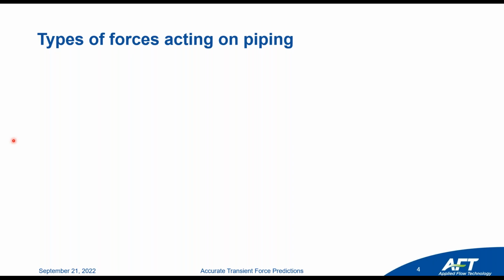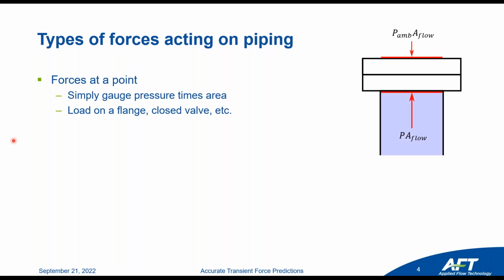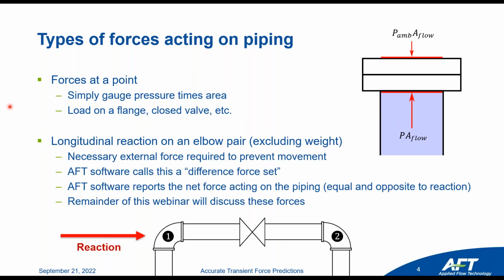So let's talk a little bit about the types of forces acting on a pipe. This one's a relatively simple application where we talk about a point force. This is simply the gauge pressure times the area. On the right here, we have the internal piping and a pressure coming up, and then an ambient pressure on the outside multiplied by the surface area on that particular face. So the gauge pressure times the area gives you a point force. That would be the load on a flange, closed valve, etc.